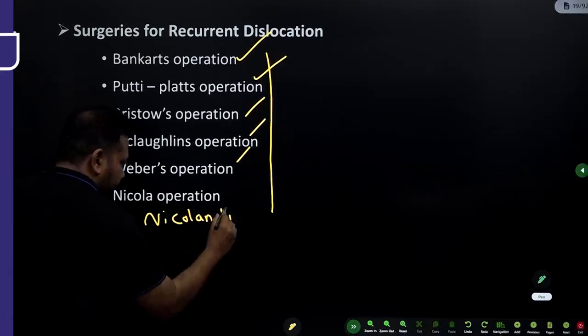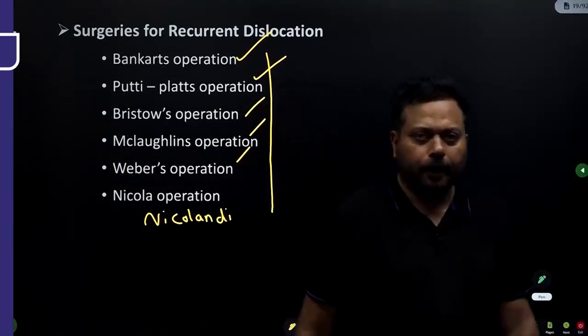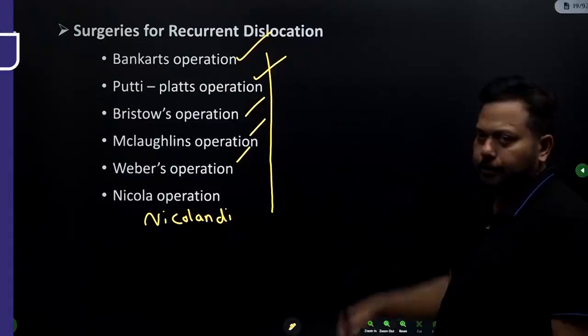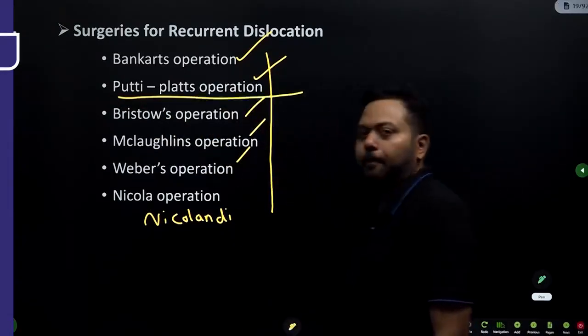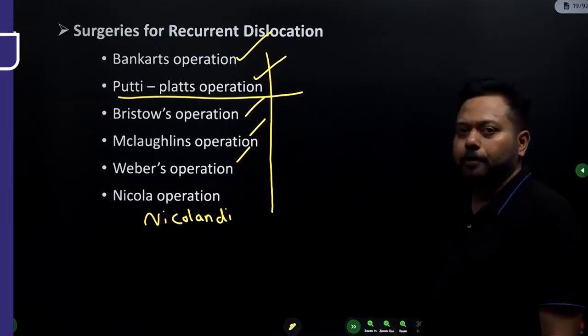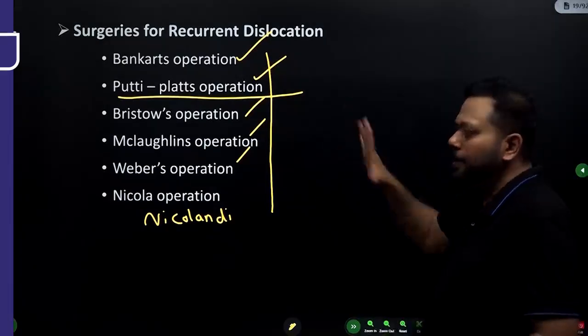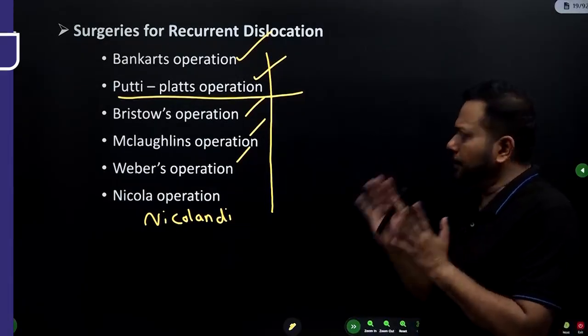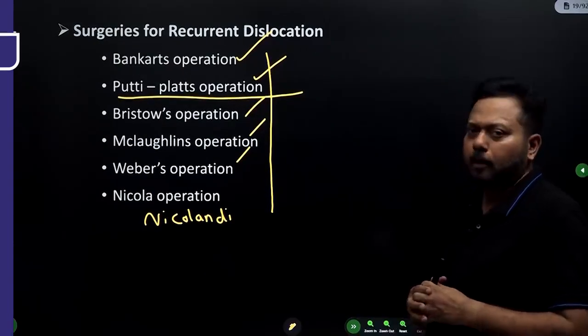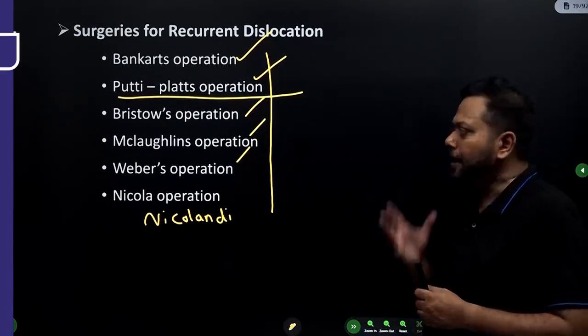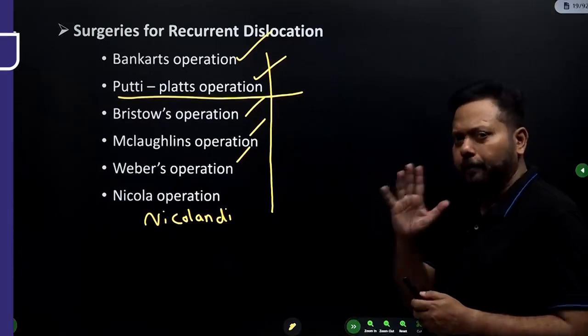Nicolandi, this is the correct spelling. Nicolandi method, okay. So these are the surgeries. Putti-Platt is double breasting the subscapularis muscle. Just remember the names. Among the most widely followed techniques for recurrent shoulder dislocation throughout the world is Bankart's procedure, Bankart's operation. The technique is not needed for us, for our NEET PG.